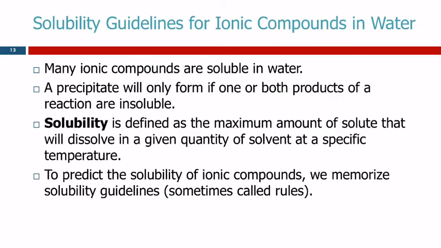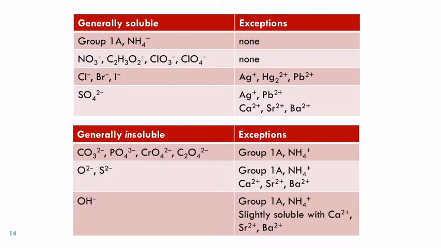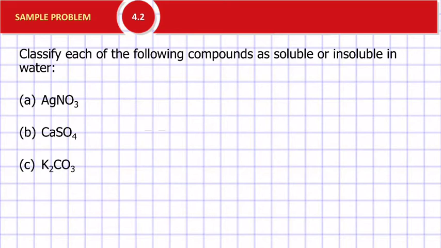So in this table, I would say one of the really important things is these first two. If you can remember those, that'll get you through a lot of questions where you would need these solubility rules. Group 1A and ammonium, nitrate, acetate, chlorate, and perchlorate. If it's got one of those ions in it, it's soluble. No exceptions. That's a pretty short, easy list to memorize. So I would say at the minimum, memorize that, okay? Any questions?